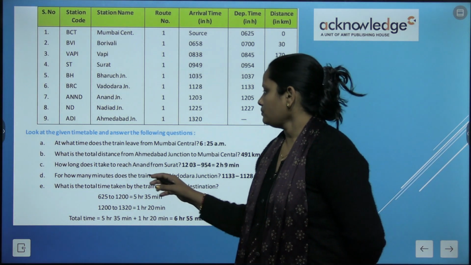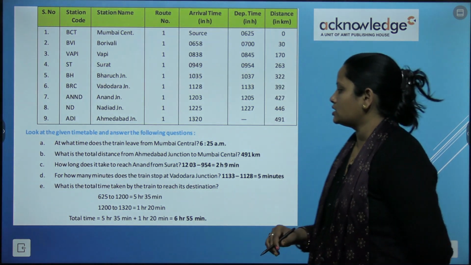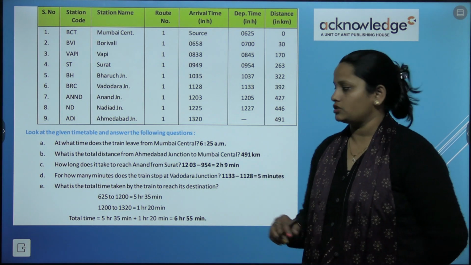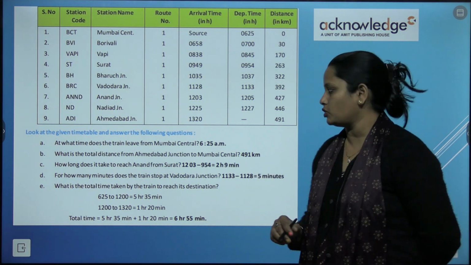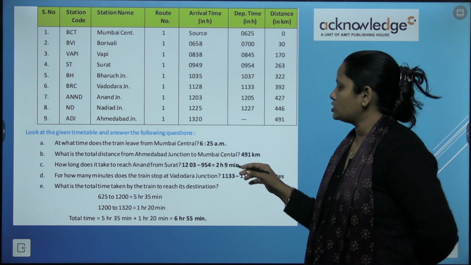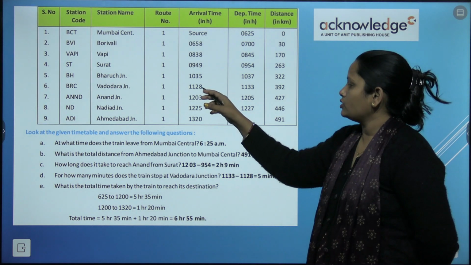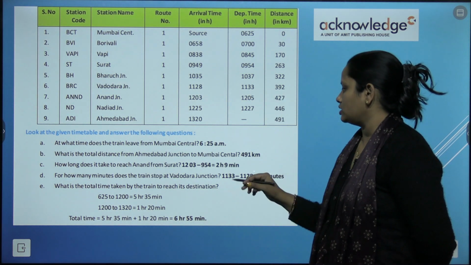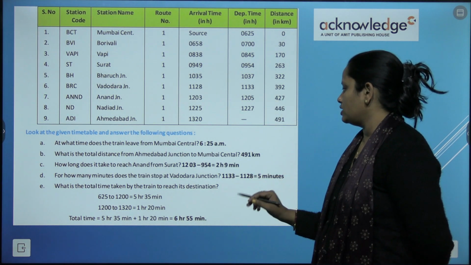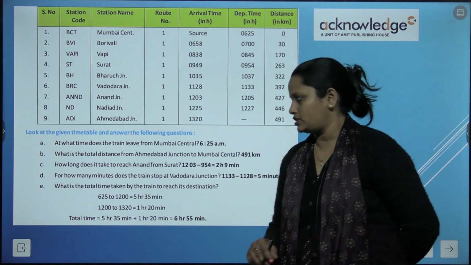Next, for how many minutes does the train stop at Vadodara Junction? Train जो कितनी देर के लिए Vadodara Junction पे रुकी हुई है? So here the train stops at Vadodara Junction 11:28 to 11:33. So 11:33 minus 11:28, which is 5 minutes.